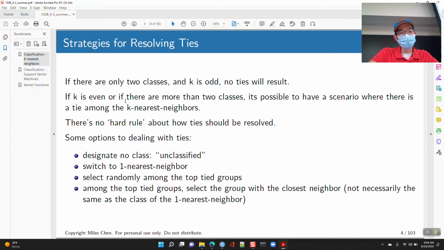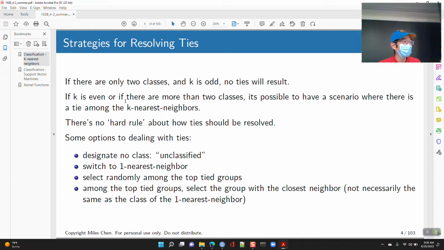So if you do have a tie, if k is even, or if there are more than 2 classes, or like I described, if you have 2 observations that are the exact same distance, it's possible to have a tie, and then there are different strategies for how to resolve this. One is you just designate this as unclassified. You say, well, I'm not sure if it's Class A or Class B, so I'm not going to pick sides. You could also switch to your one nearest neighbor.